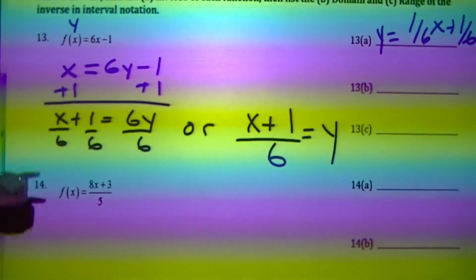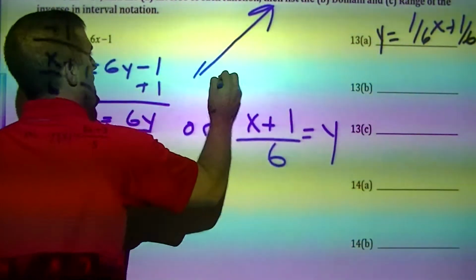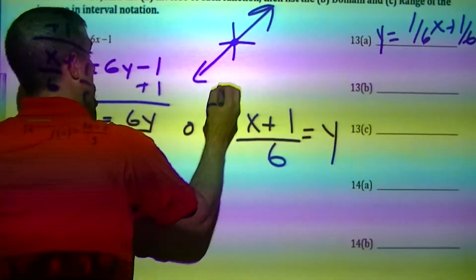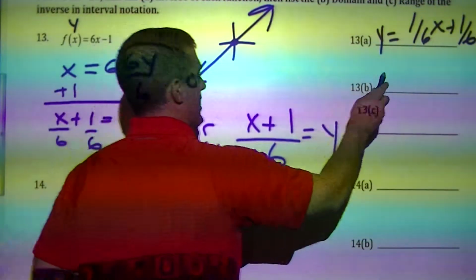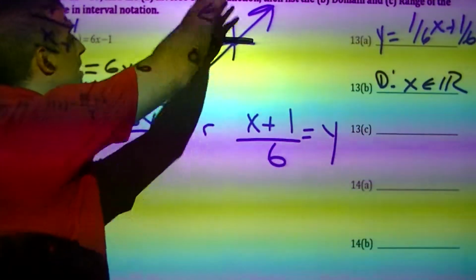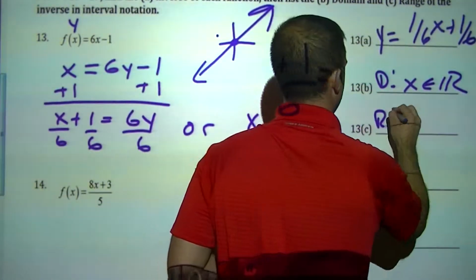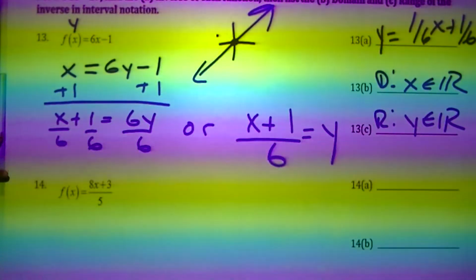Either way is correct. Now, you got to ask yourself, what shape is this? Okay, that's a line. Well, if I put a point on that line, and I look at the domain and range, I look to the right, I see it. I look to the left, I see it. So my domain is going to be all real numbers. My range, I look above, I see it. I look below, I see it. My range is going to be all real numbers. Pretty simple there.